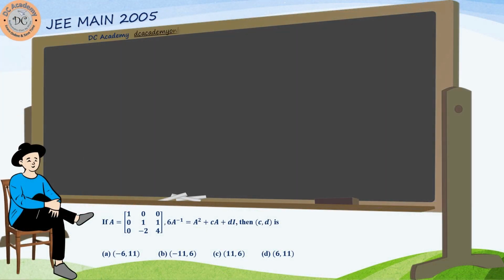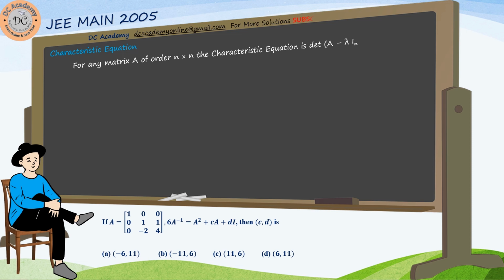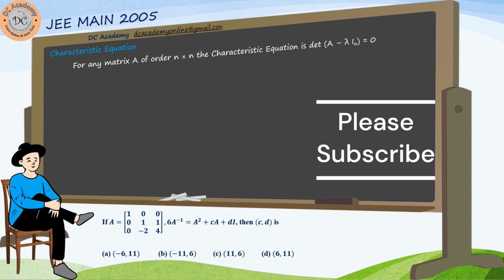As we see, we have solved this particular problem in a different way. So first we try to understand two basic concepts in matrices. The first one is the characteristic equation for a matrix. What is that actually? For any matrix A of order n cross n, which should be a square matrix, the characteristic equation is determinant of A minus lambda In equal to 0. So basically we have to find the matrix A minus lambda In, and then find the corresponding determinant.